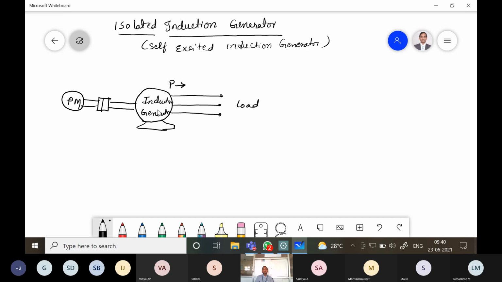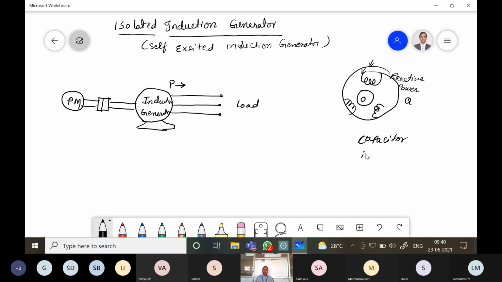Okay. For excitation, for exciting the poles of the generator, excitation current has to be given to the stator poles. So we need some supply. That is, we need reactive power for that. So how do we get that reactive power for the excitation of the induction generator? That reactive power can be obtained by capacitors. The capacitors are connected in delta fashion.